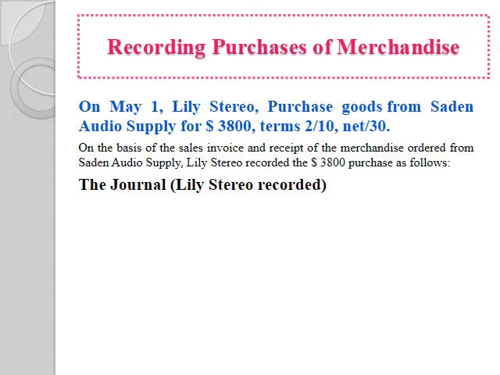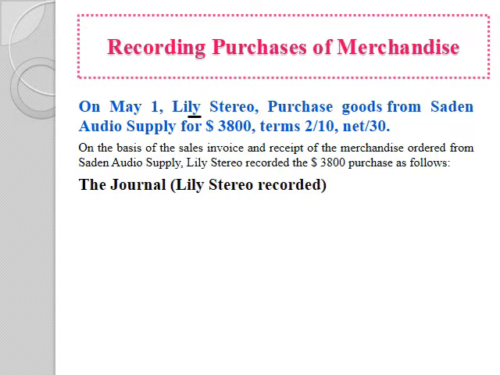Now let's illustrate how recording some transactions of merchandise companies in the following example. On May 1, Lily Stereo purchased goods from Sadin Audio Supply for $3,800, terms 2/10 net 30. Analyze these transactions. Lily Stereo, so the entities are Lily, the buyer, المشتري, and Sadin, the seller, البايع.